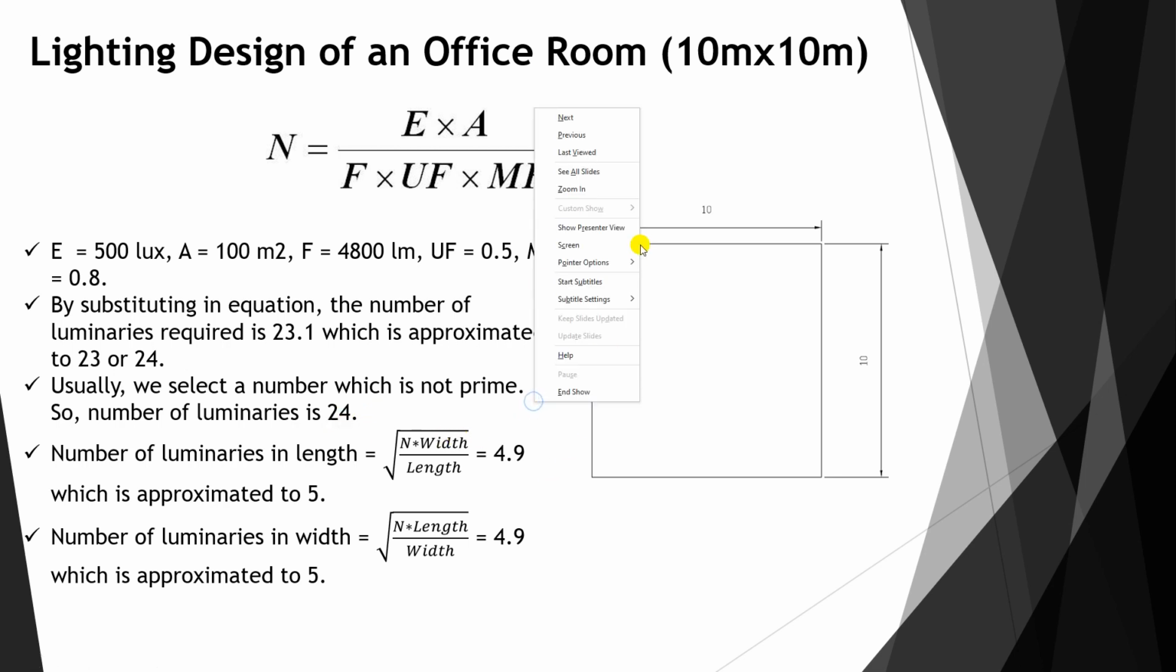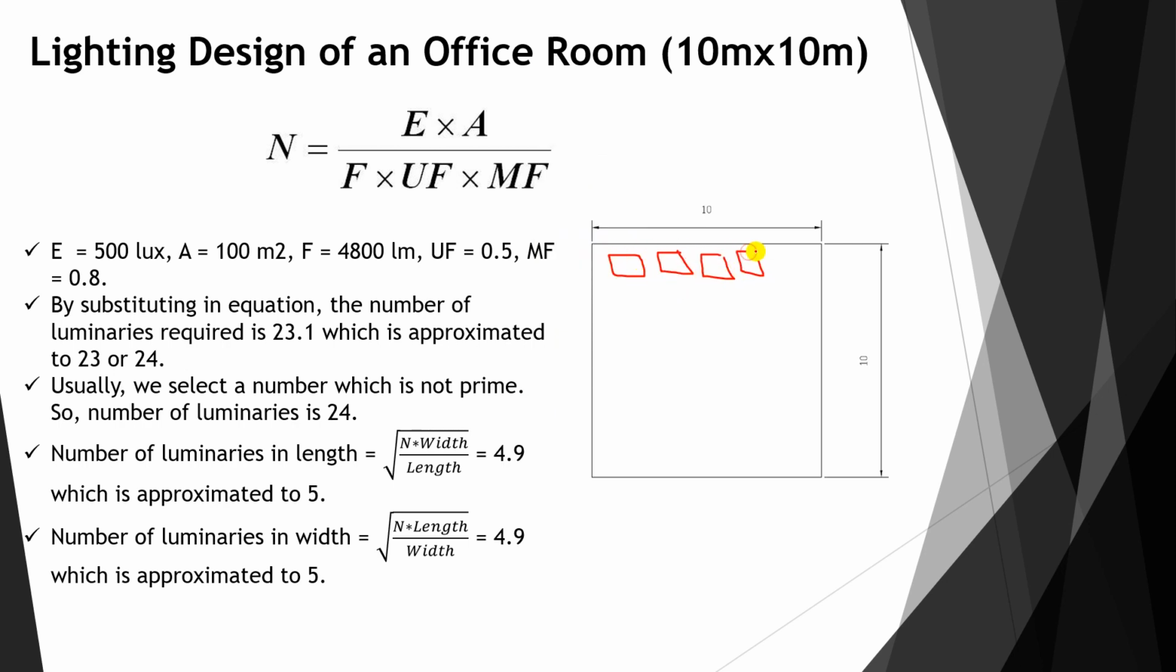Okay, now how can we draw this? It will be like this: 1, 2, 3, 4, and 5. And also here, 1, 2, 3, 4, and 5. And so on, you will repeat this here, and here, and here, and here. So we will have 5 multiplied by 5, which is 25 luminaires.